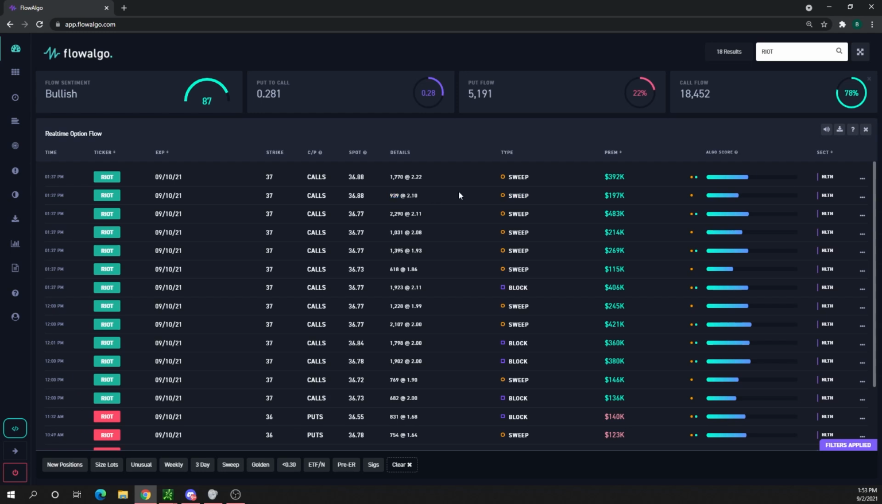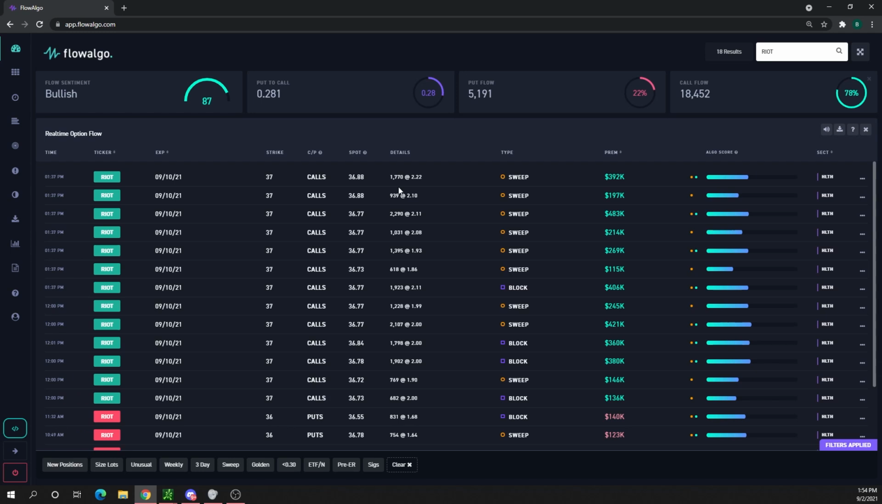Option sweeps are not one big order. Let's use this 1,770 contract order. They are not putting in one exact order at that price. These option sweeps are going to come in different varieties. So it could be an order of 50 and then 60 and then 4s, 5s, and 10s all the way until it adds up to 1,770. So it's never going to be one huge order that sweeps the market.